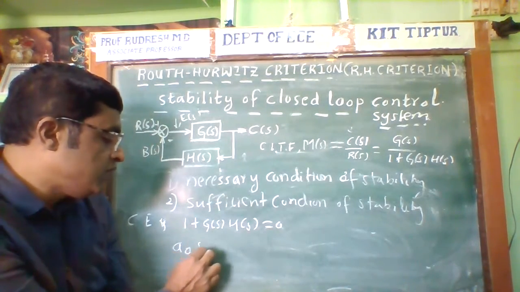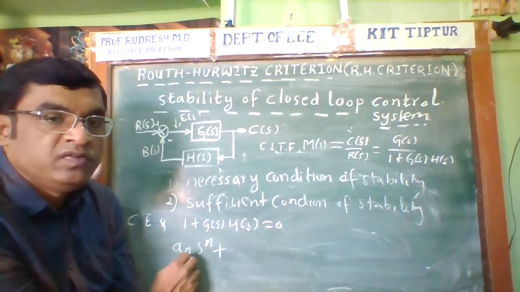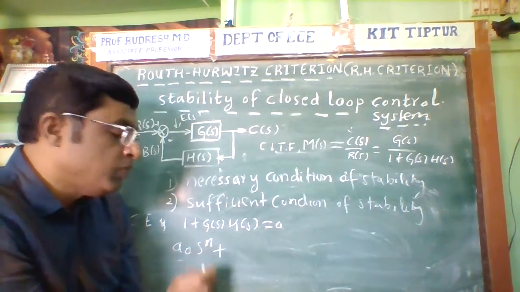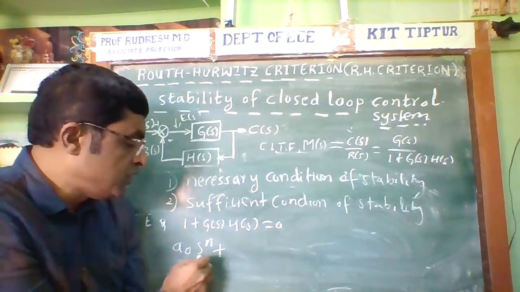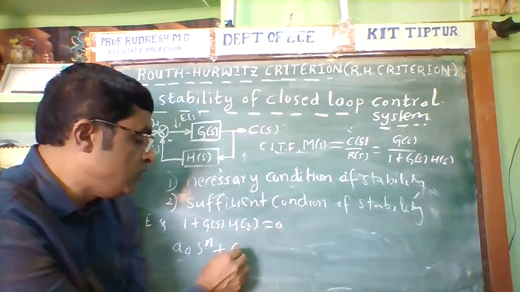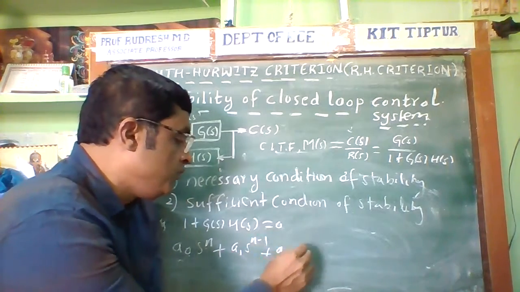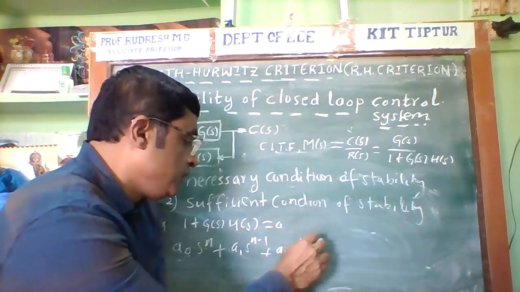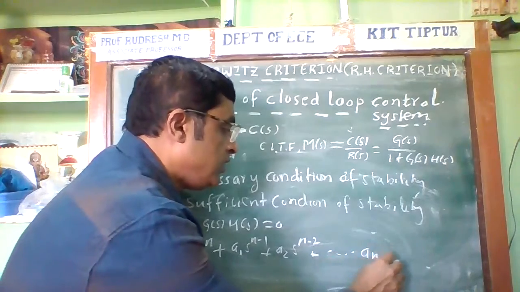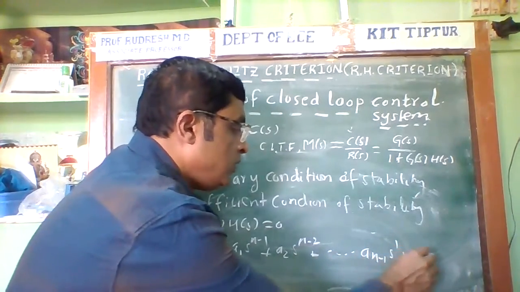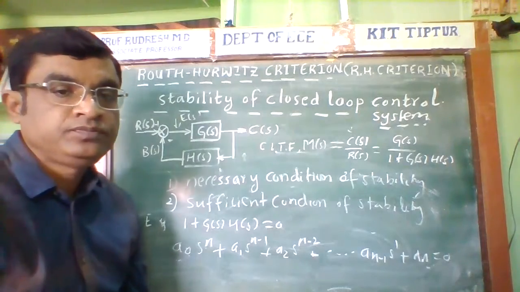Now this is the characteristic equation in generalized form: a0 into s power n, the denominator polynomial of the closed loop transfer function, plus a1 into s power n minus 1, plus a2 into s power n minus 2, and so on, up to a n minus 1 into s plus an. This is the characteristic equation.